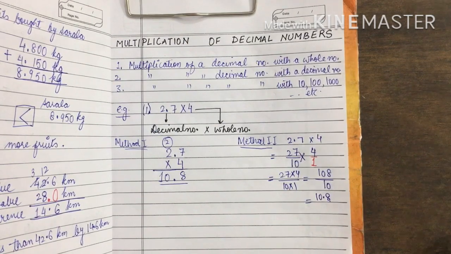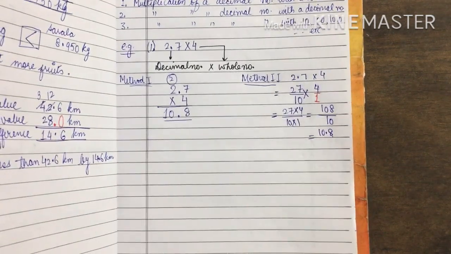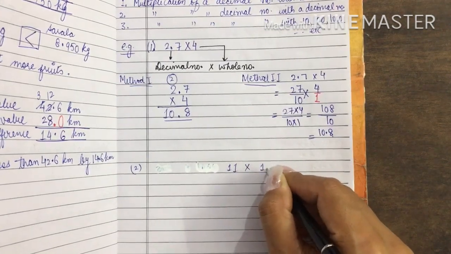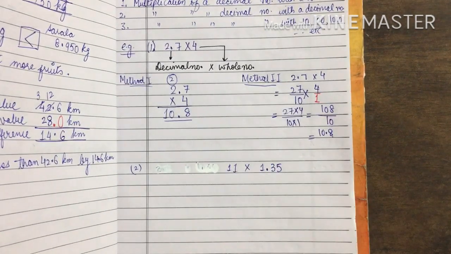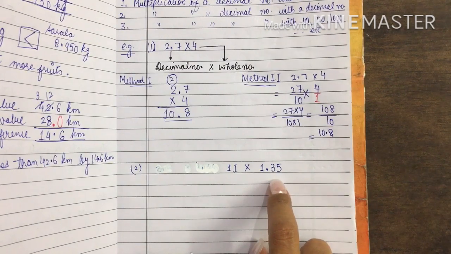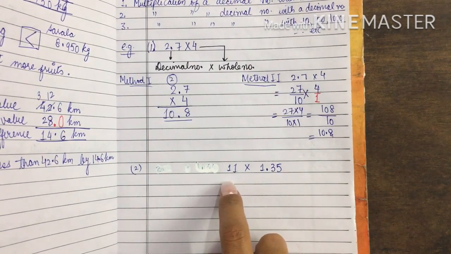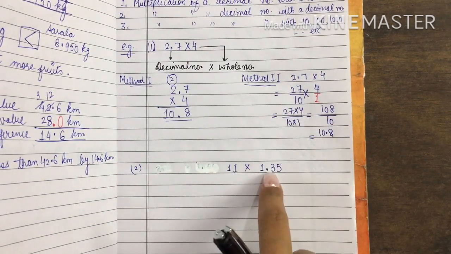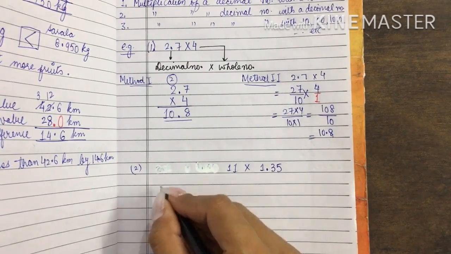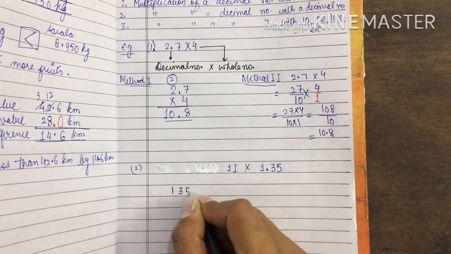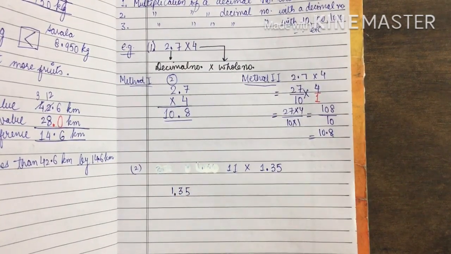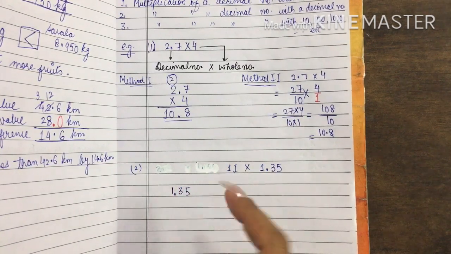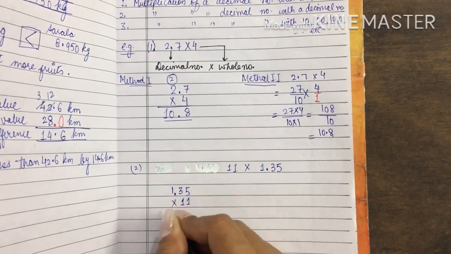Let's take one more example. Suppose we have to multiply 11 with 1.35. Again, this is a number with point, this is without point. I can use any of the two methods. Let's do it with both methods. First, I will multiply these directly. So writing the number with more digits on top, 135, it has 3 digits. So I'm writing this on top, 11 below it, and then multiply.